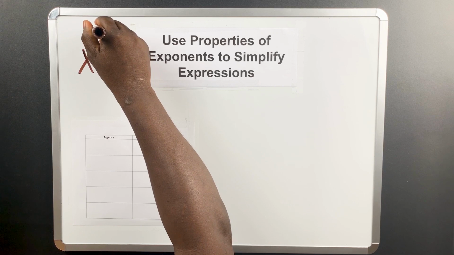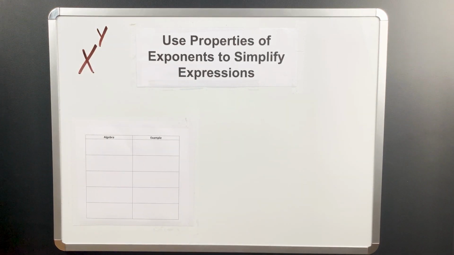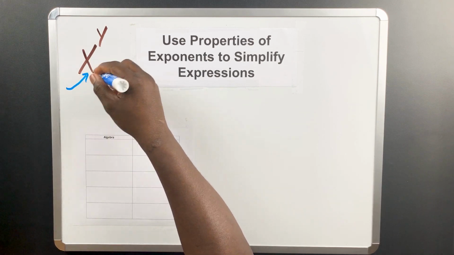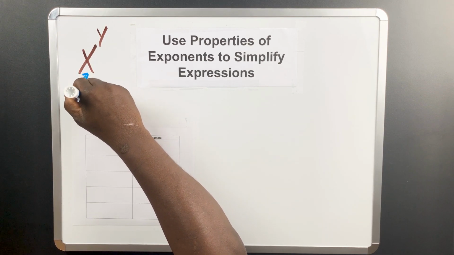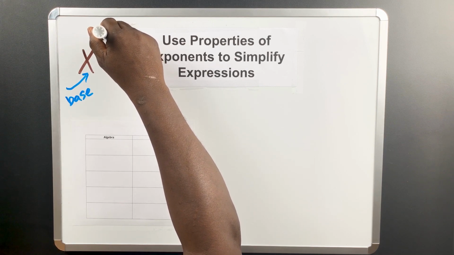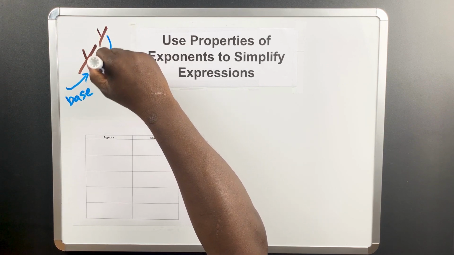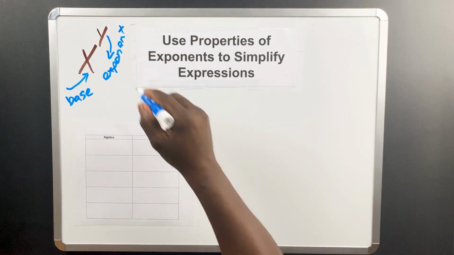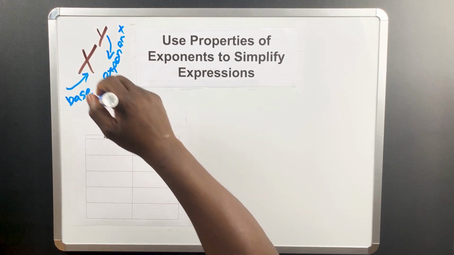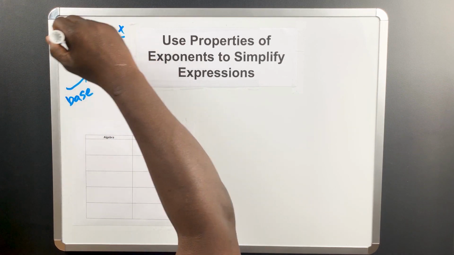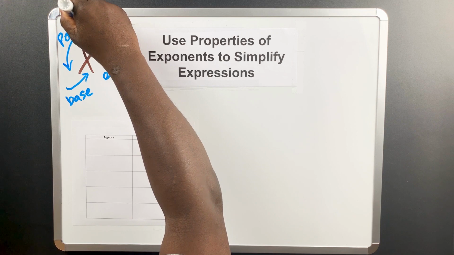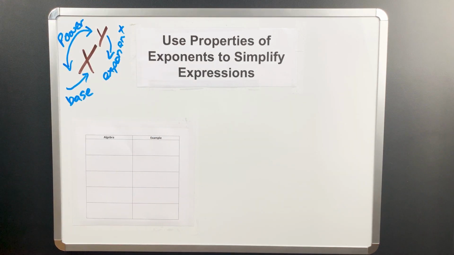So let's begin with x raised to the y power. This x value right here, we're going to say that is our base. And this y, we'll call that the exponent. And then x to the y, the whole entire thing, we'll just call that the power. That's the power. Very good.